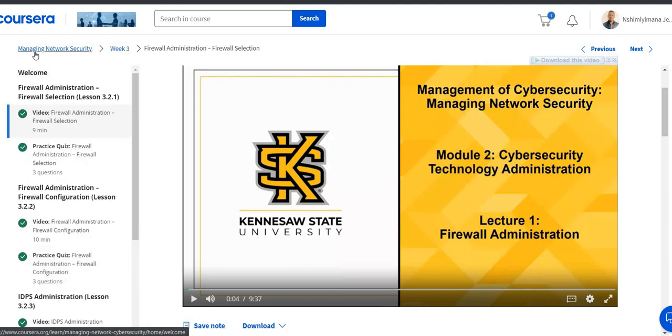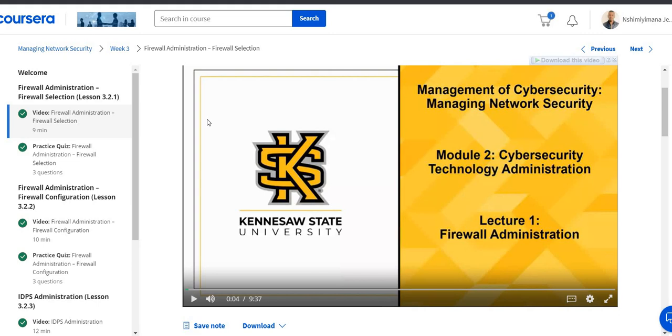In this lesson, remember, we've been discussing managing network security. It's week three, so you can ask yourself, what is a firewall? A firewall is a network security device that monitors and filters incoming and outgoing network traffic based on an organization's previously established security policies.